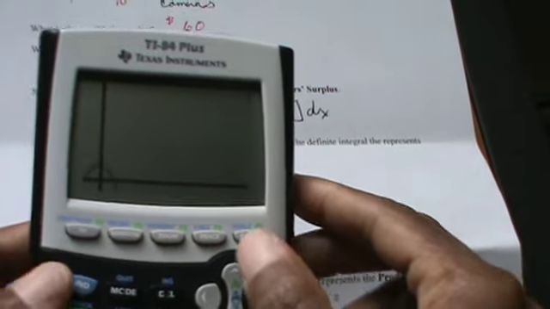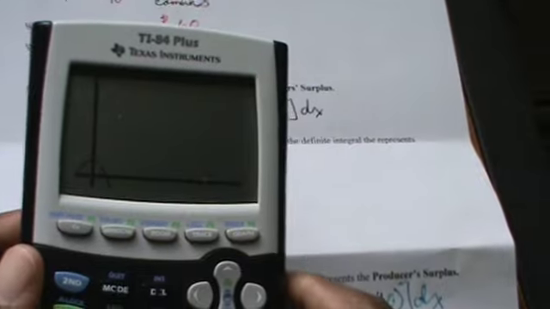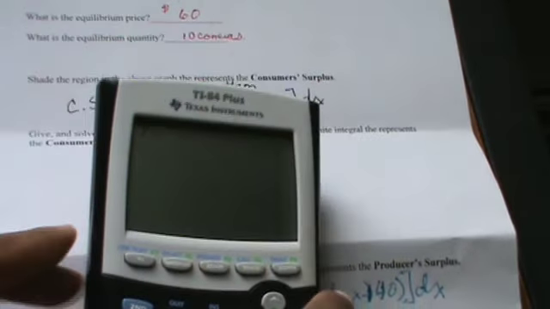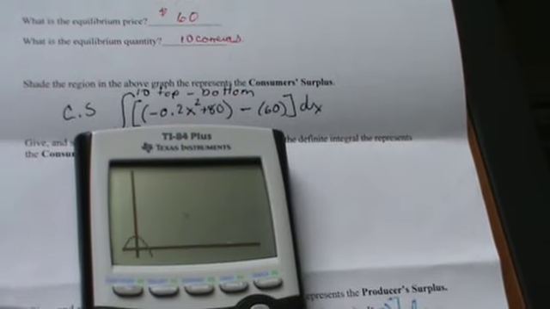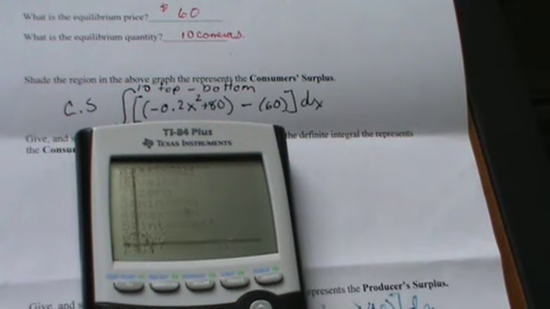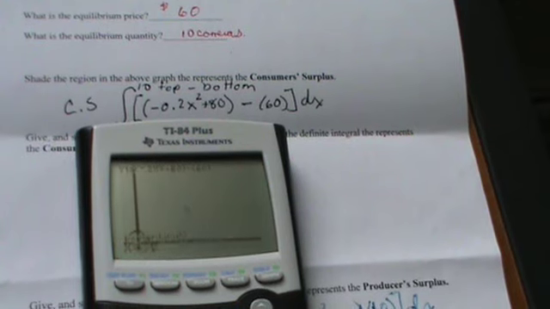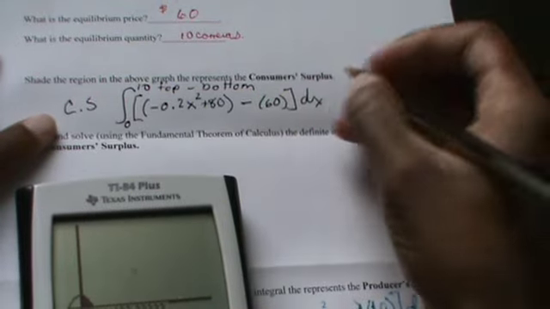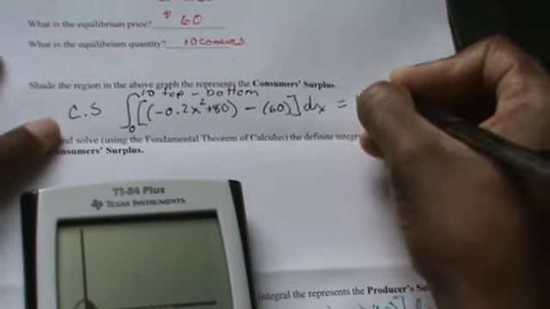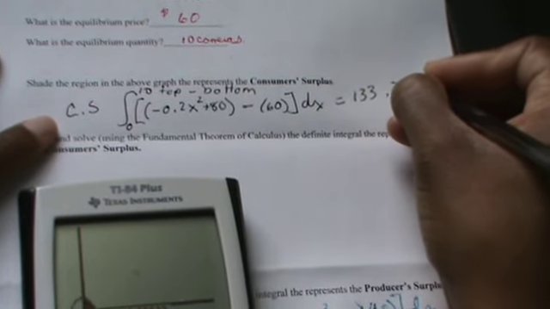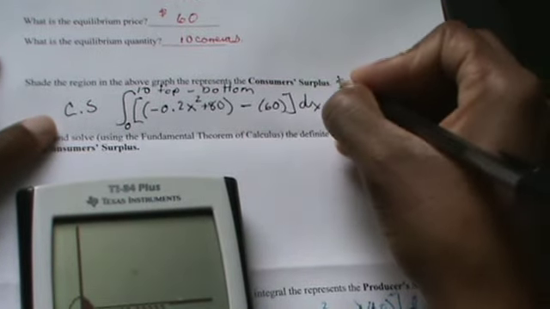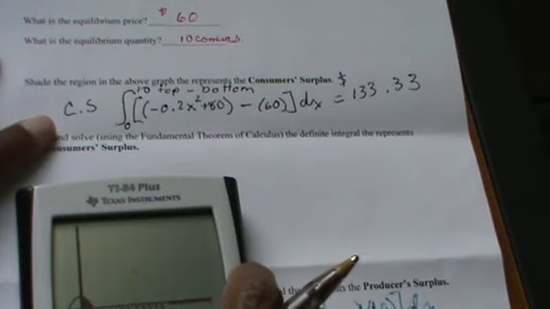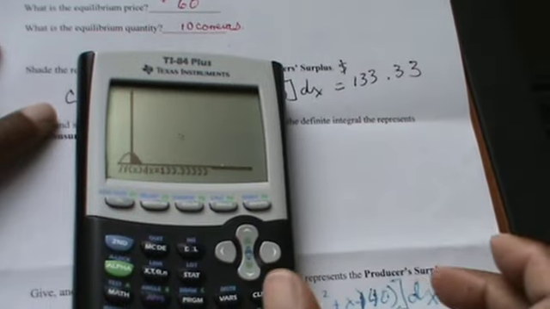And move second calc, number 7. Oops, I need to have it in graph mode. So second calc, number 7, lower limit is 0, upper limit is 10. And there you go. This equals 133.33. Hopefully you can see that on my calculator.